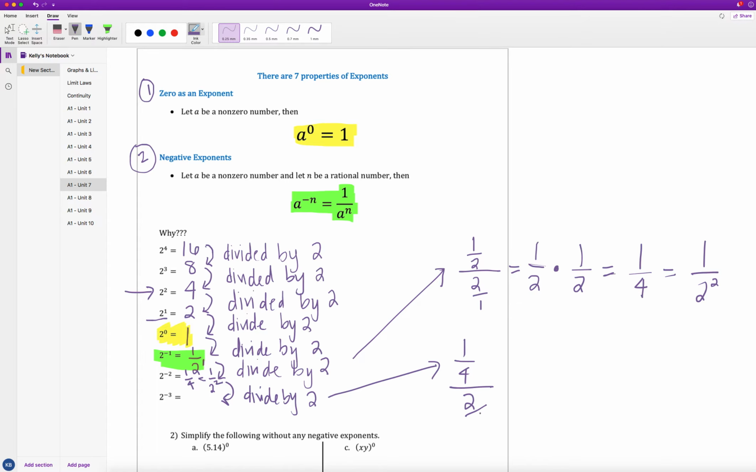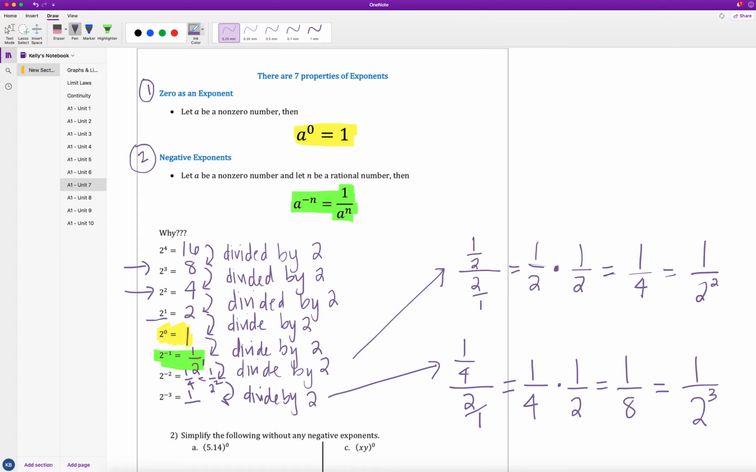Again, when I have division by 2, I'm really dividing by 2 over 1. So if I have a fraction divided by something else, I've got to multiply by the reciprocal of the denominator. So I'll get 1/4 times 1/2, multiply directly across, and we'll end up with 1 over 8, which, if I think about it, we've seen 8 before. 8 is 2 to the 3rd power, so this is equivalent to 1 over 2 to the 3rd.